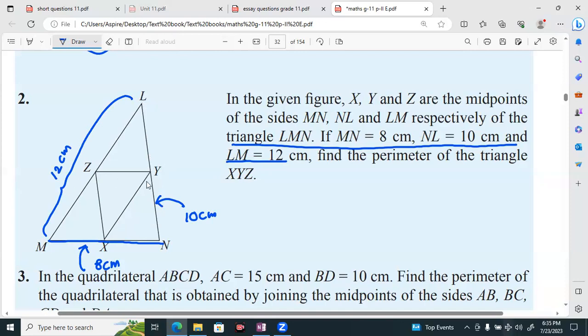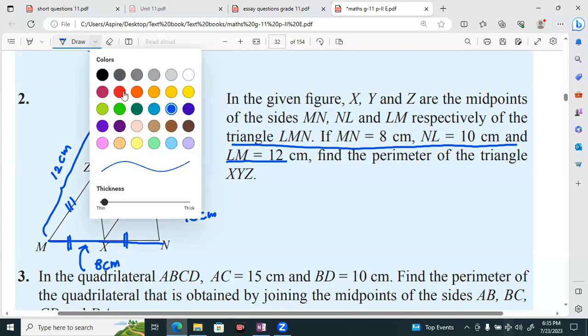When it is given that X, Y, Z are midpoints, you can denote it like this, because we know that either side of the midpoint, the two sides are equal. Okay, so we can mention it like that. Now, what you have to do is find the perimeter of triangle XYZ.